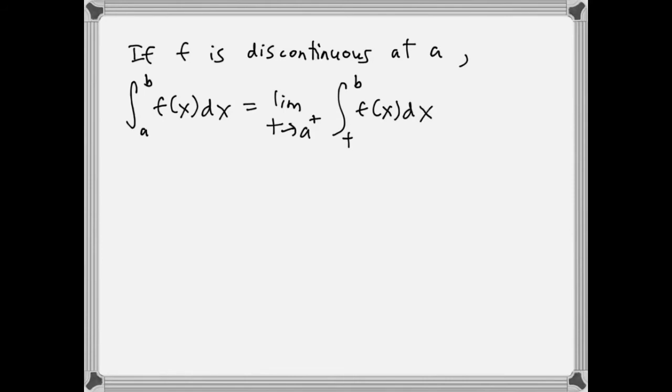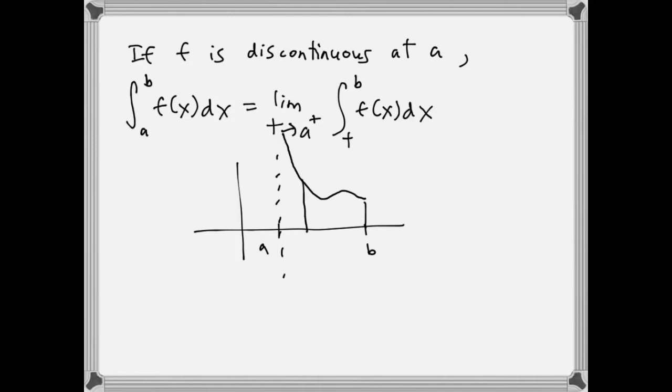Of that integral. Okay? So if f is discontinuous at a, this is what we're going to do. And if we were to draw a picture of this, it's very similar to the one before. So if this is a, and this is b, and this is where our asymptote is, then our function might do something like that, right? So this is what we're talking about. We're approaching from the right. In other words, we're assuming that t is something bigger than a as we do this limit.